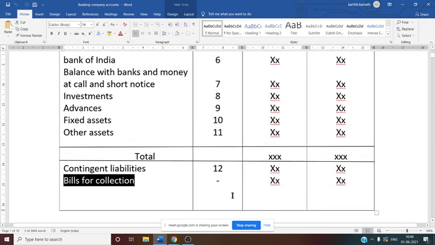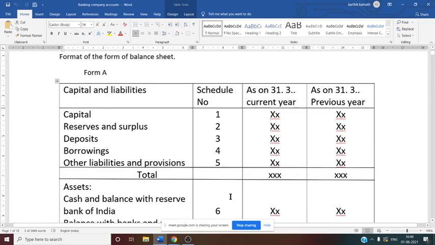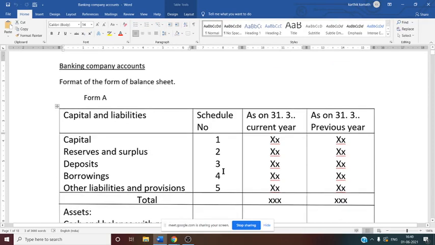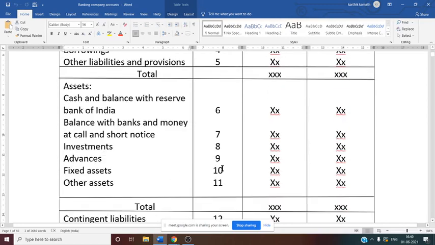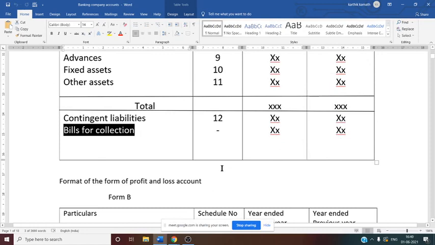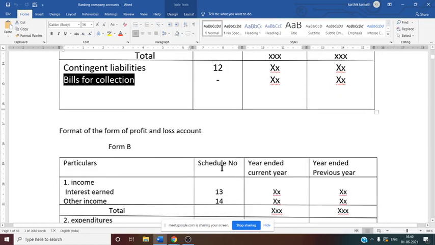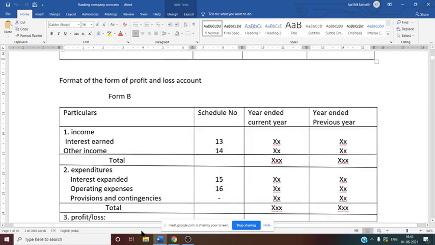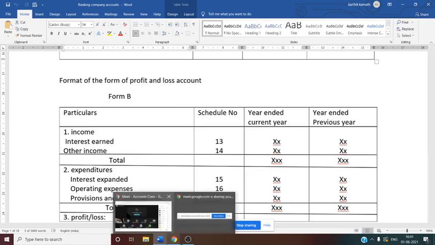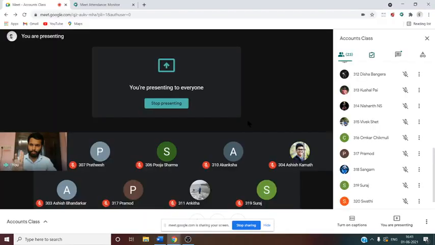So this is how the company's balance sheet format looks, especially the banking company's balance sheet format. That is also known as Form A under the Banking Company Regulation Act 1949. Then we have to see Form B, regarding the profit and loss account. I have already told you in the balance sheet there are 12 schedules, and in the P&L account there are 4 schedules. Total 16 schedules are there.